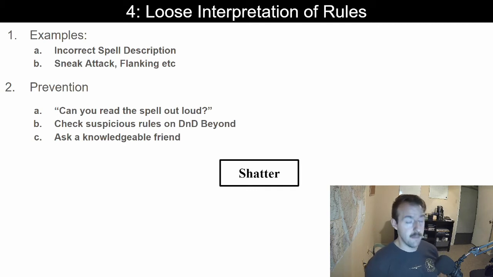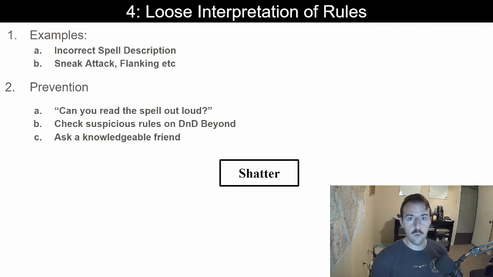And that will eliminate a lot of problems initially, because sometimes people will remember and state the positive parts of their spells, but forget to state when the spell ends or how often the opponent takes a check to remove that effect. And if you just ask the player to read it out loud, you're going to avoid some of those issues. But you can also just check any suspicious rules using D&D Beyond. It's very easy to just type the spell's name in and read it for yourself.